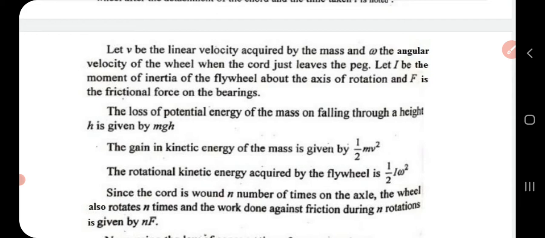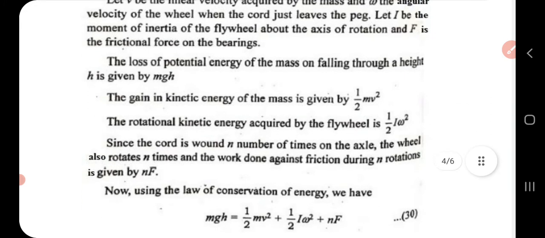Now let capital I be the moment of inertia of the flywheel about the axis of rotation, and let F be the frictional force. The loss of potential energy when the mass falls to the ground will be mgh. What will be the gain in kinetic energy of the mass? It will be half m v square. Rotational kinetic energy will be half I omega square.